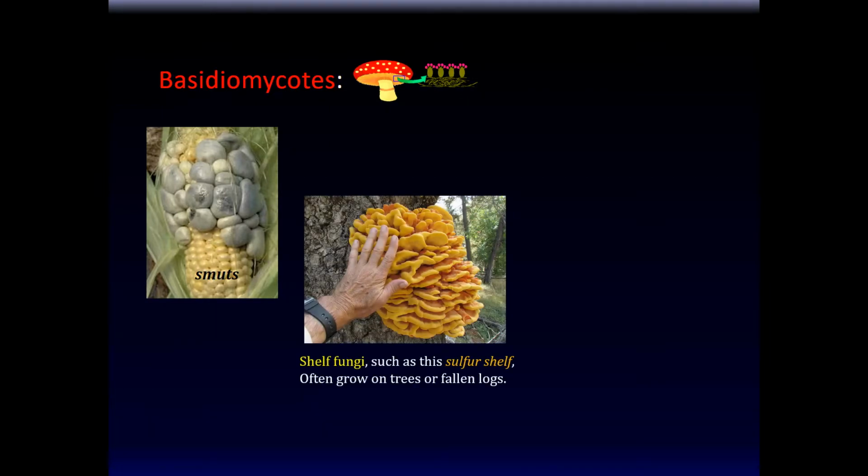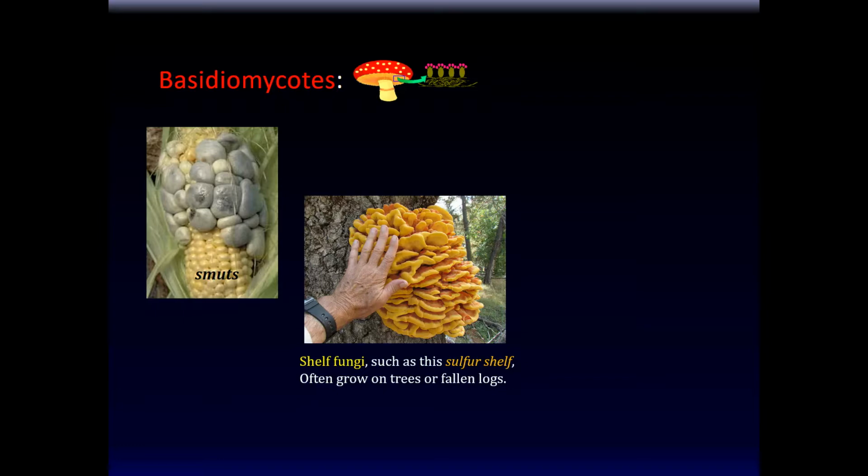Here's a smut. You've probably seen this sometimes in the summertime. You try to open it. What is that? It looks like, oh my god, what happened? Don't worry, it's just a fungus. It's a smut. And here's a shelf fungus, such as this shelf. This is called a sulfur shelf fungus, which is in the trees.